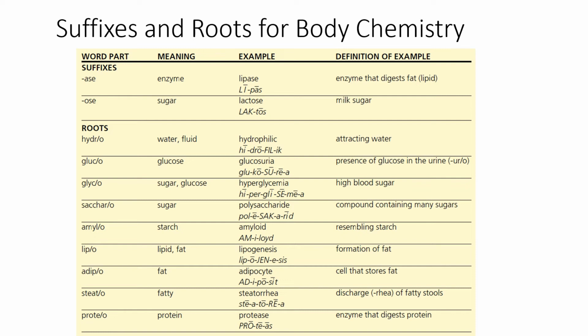The root words: we start with hydro, which means water or fluid. Hydrophilic means attracting water; hydro means water, philic means attracting. Next we have gluco, meaning glucose. We have glucosuria, which means presence of sugar, or glucose, in the urine.